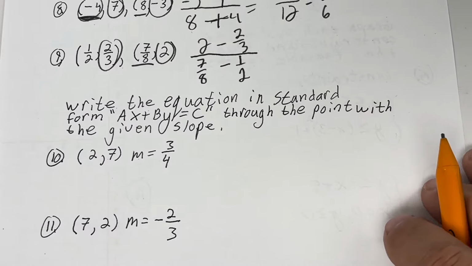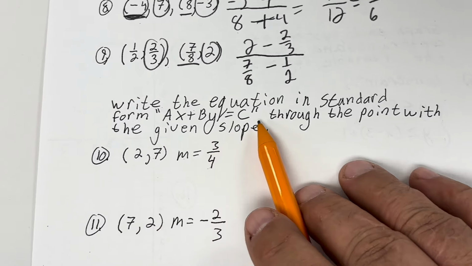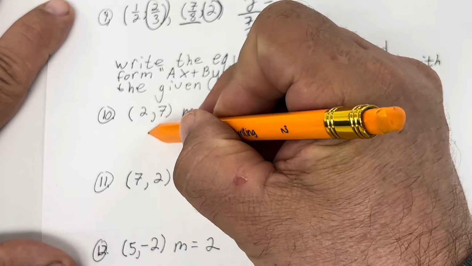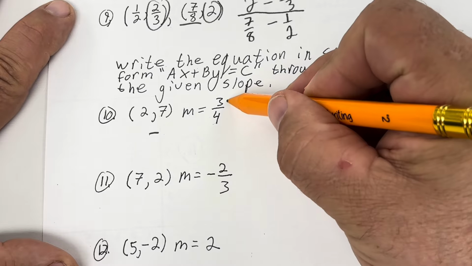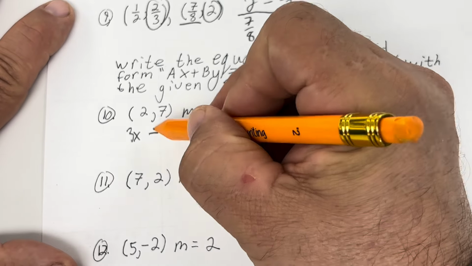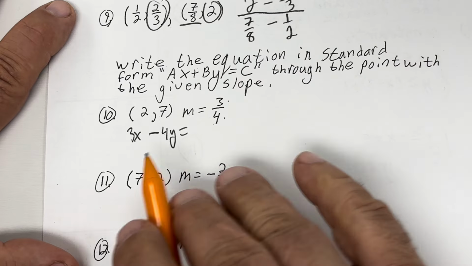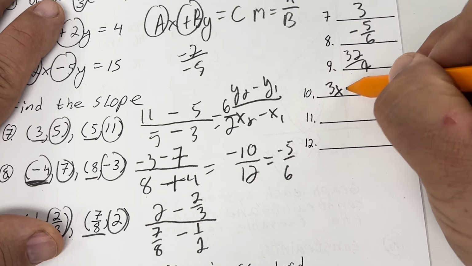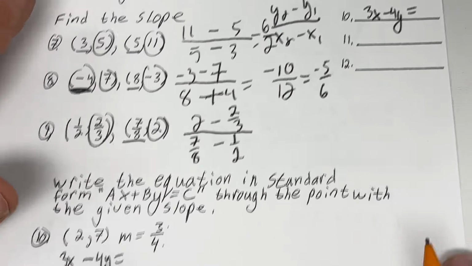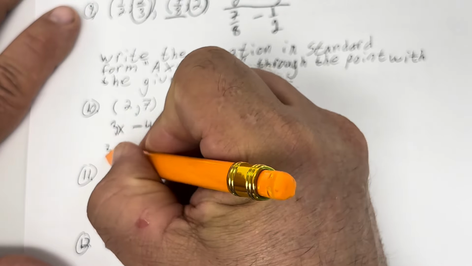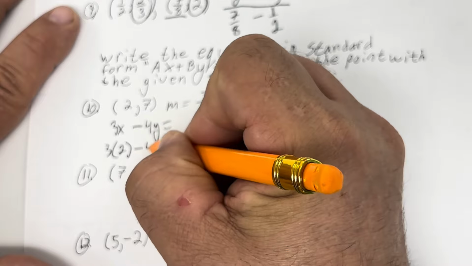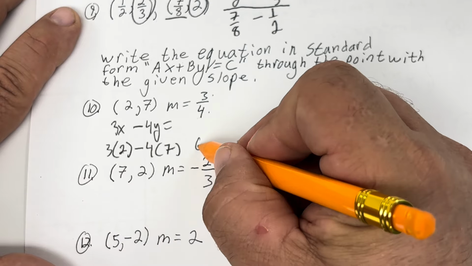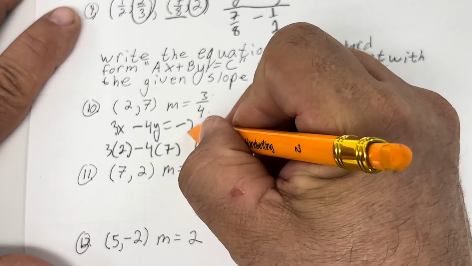For number 10, they want us to write it in standard form, so there is a shortcut. If our slope is positive, we put a negative underneath the comma, and then this 3 turns into 3x, this 4 turns into 4y, and we're going to set it equal to something. To find out what that equals, our answer is going to be 3x minus 4y equals some number. So let's see what it equals. We're going to do 3 times that x value of 2 minus 4 times that y value of 7. So 6 minus 28 would equal negative 22.